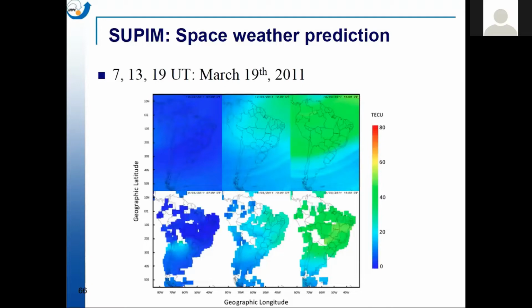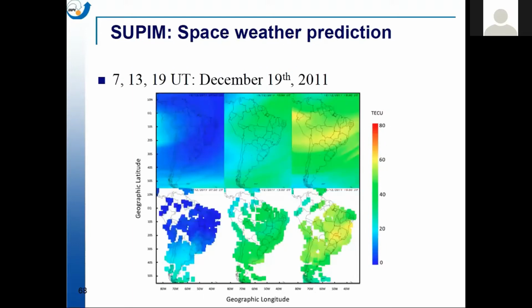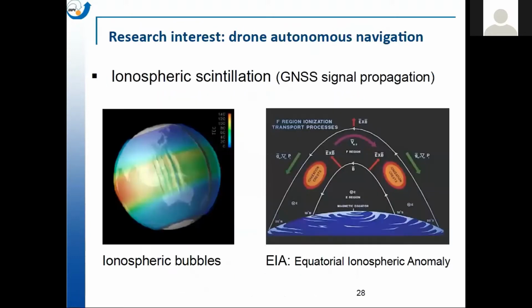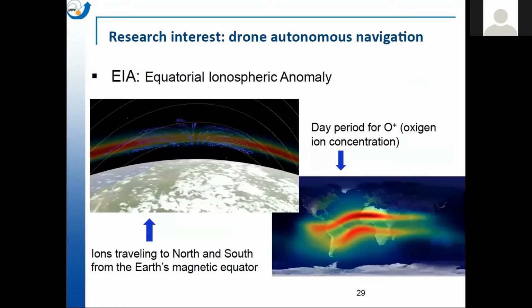And on the top here, you are going to see different times in the day for the electronic content. In the bottom, these are observations of the total electronic content, and that is March 2011, June 2011, and during the summer in the Southern Hemisphere, December in 2011. You can see that our prediction is close or similar to what we can observe, but over the equatorial zone, there is this equatorial ionospheric anomaly. That is the majority production of ions for the atmosphere. It happens from this region here.